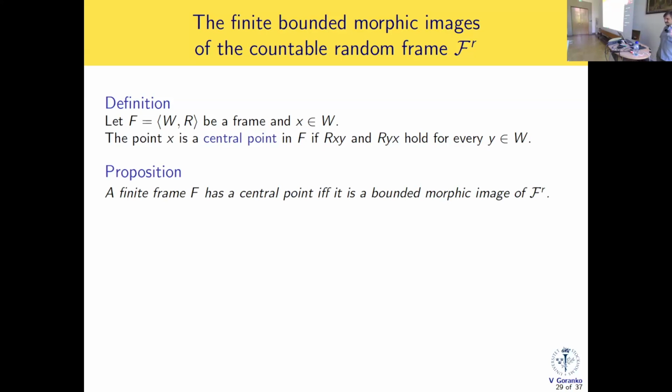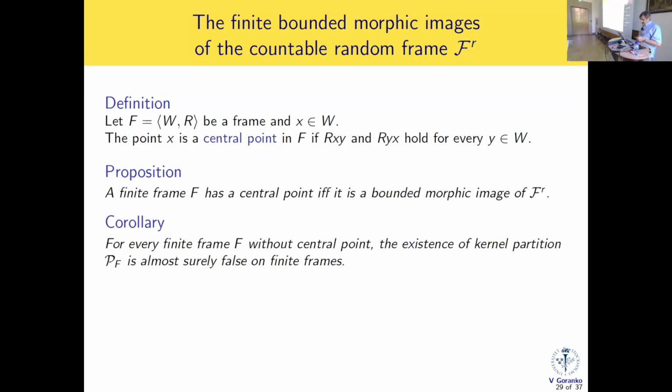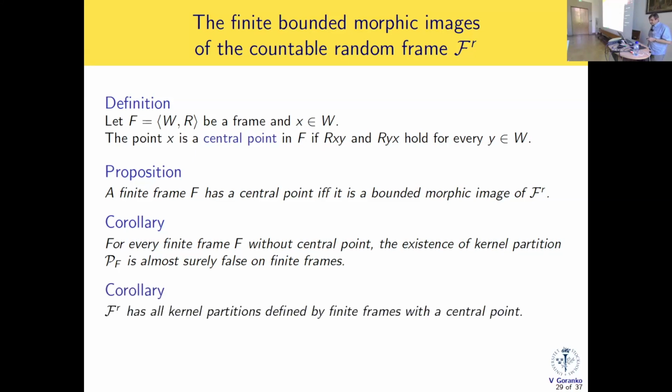This is a very simple natural characterization, and it gives us some useful consequences. First, for every finite frame that does not have a central point, the existence of a kernel partition is almost surely false in the finite. And that is a universal MSO sentence, and in fact, it can also be defined in the monoid. The other corollary is that the countable random frame has all the kernel partitions that are defined by finite frames with a central point. In particular, it has a single kernel and a double kernel and so on.